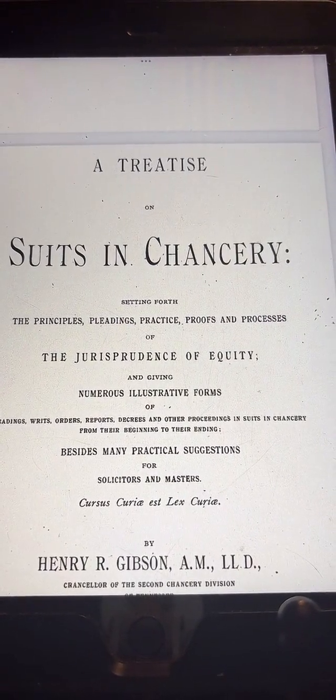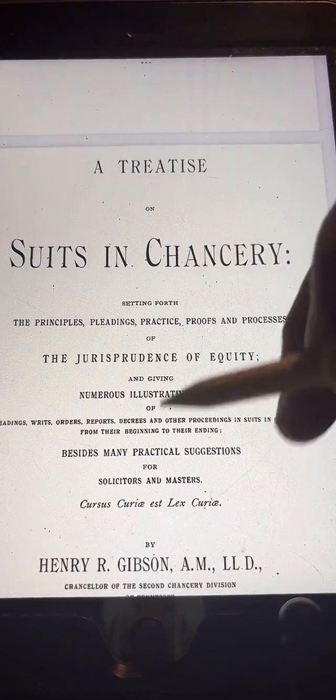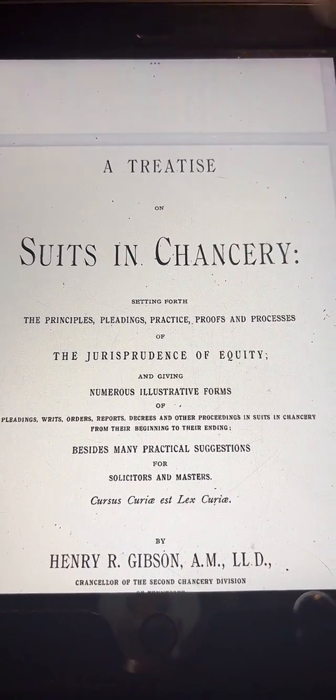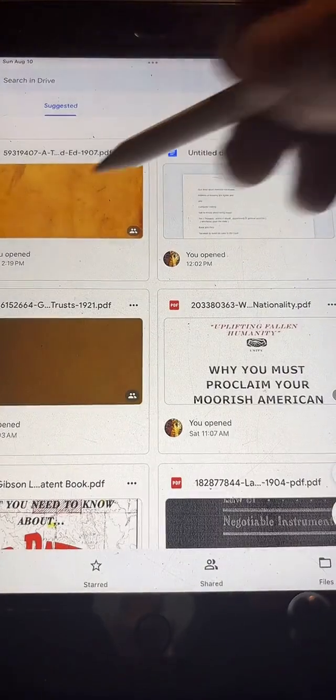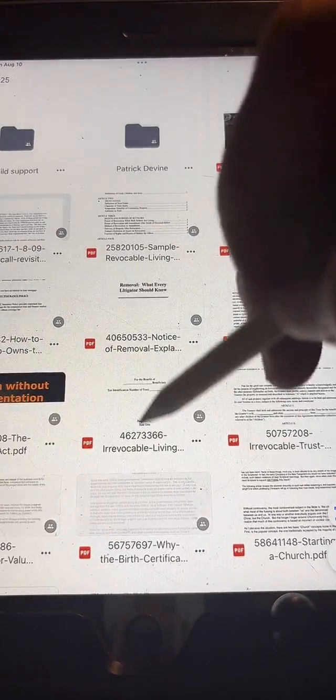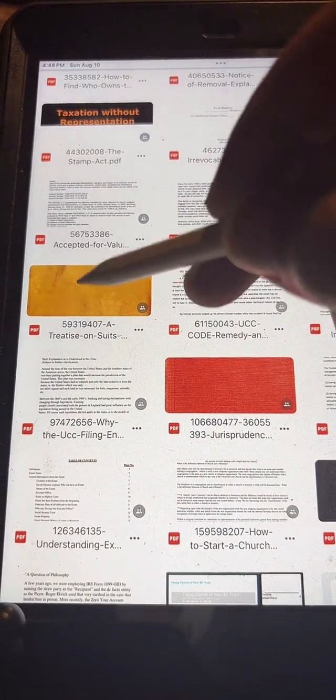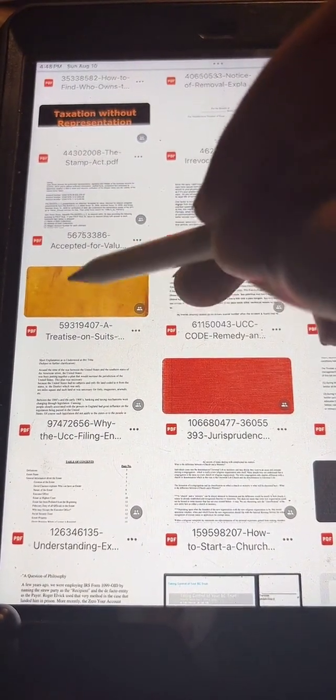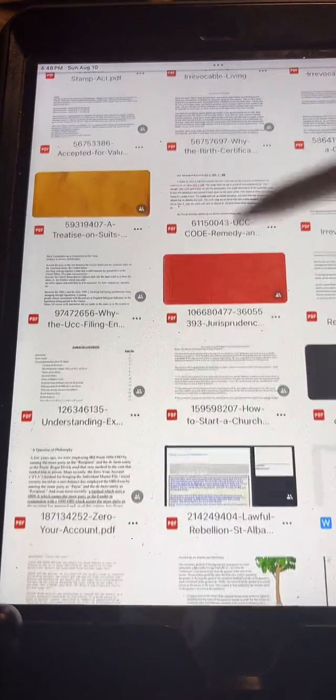For those of you that have the library, you can go into the 2025 folder. You just search for 2025, open up your 2025 folder, and come down to right here, Treatise on Suits. This is where the book is located inside the library. Once we get done with the treatise on the suits of chancery, then we're going to get into the American Jurisprudence books.